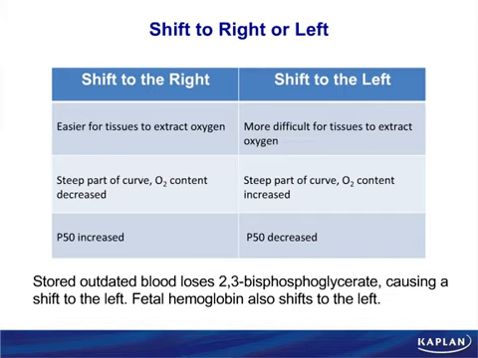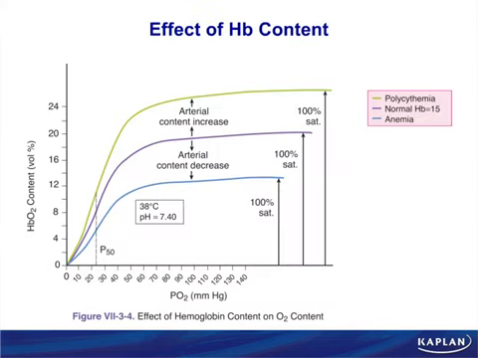That causes a left shift, lower P50. Blood doesn't want to give up the oxygen. Also, fetal hemoglobin causes a big shift to the left, much lower P50 than adult. All right, factors to look for on step 1 related to oxygen transport will be the amount of hemoglobin.